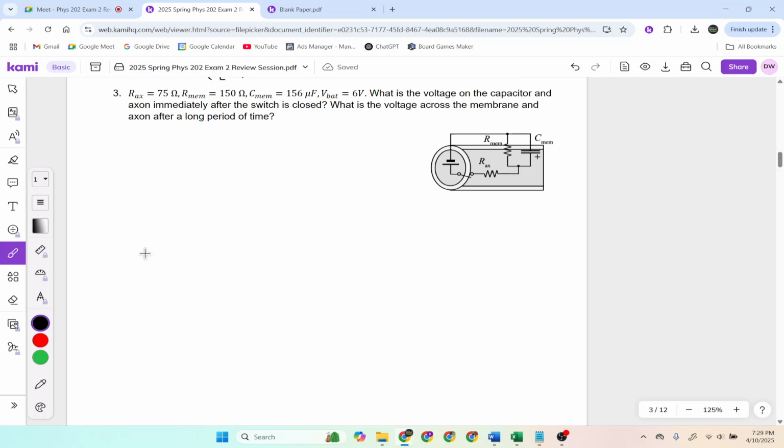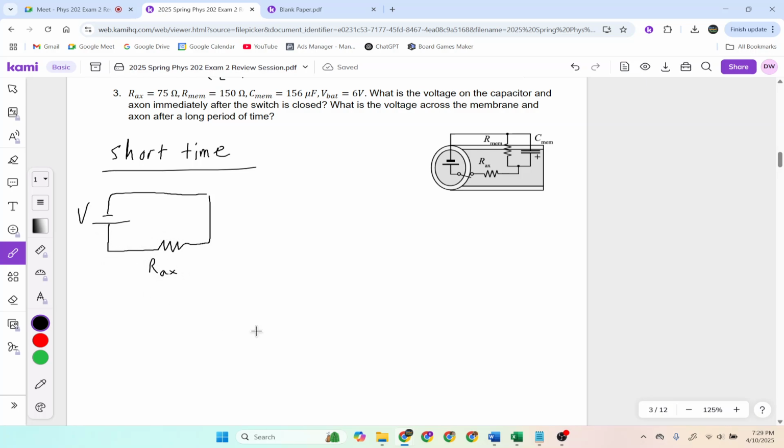So this is what I was saying earlier. We're going to do a short time and long time. I'm literally going to just repeat what I wrote earlier. So for short time, notice the battery is upside down in this circuit. That's okay. The point is the same. Axon is there. Membrane is gone for short time. So the voltage on the capacitor will be 0 volts. You can just memorize that. The reason why is it's just a wire. Wires always have 0 volts.